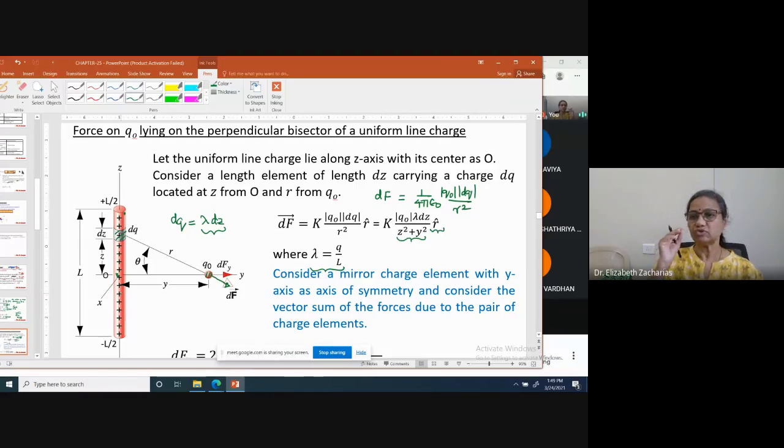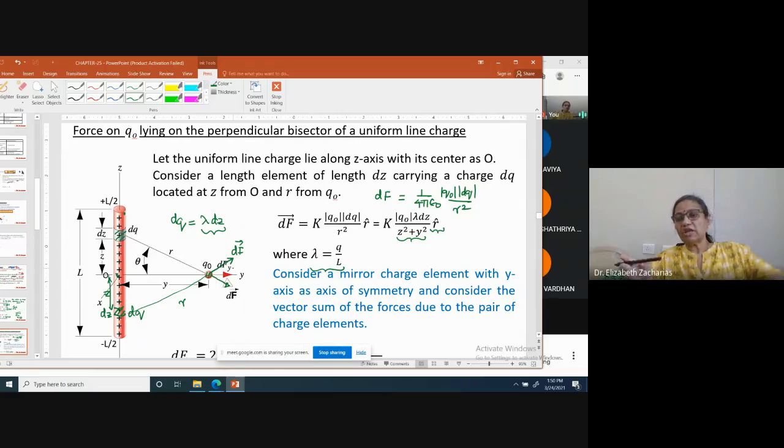So this is where you have to use the concept of symmetry. So how do you do that? What you need to do is take a mirror element here, at a distance z on the minus z axis. At a distance z, take a mirror element carrying a charge dq having a length dz. And then for this element, again, you will see that it is at a distance r only. And if I draw it, my df vector is again going to be repulsive. This is my df vector.